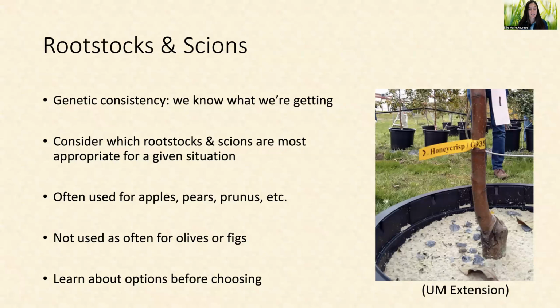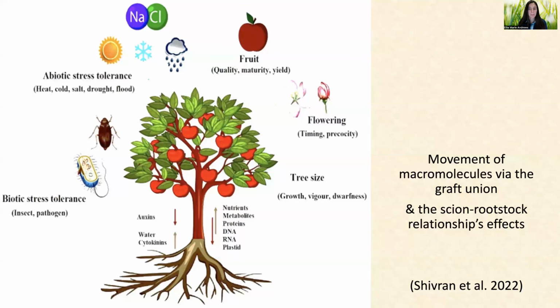So the important thing is just to know that there's a lot of options out there if you are going to graft or use rootstocks and scions. So just make sure you learn about your options before you make a choice.